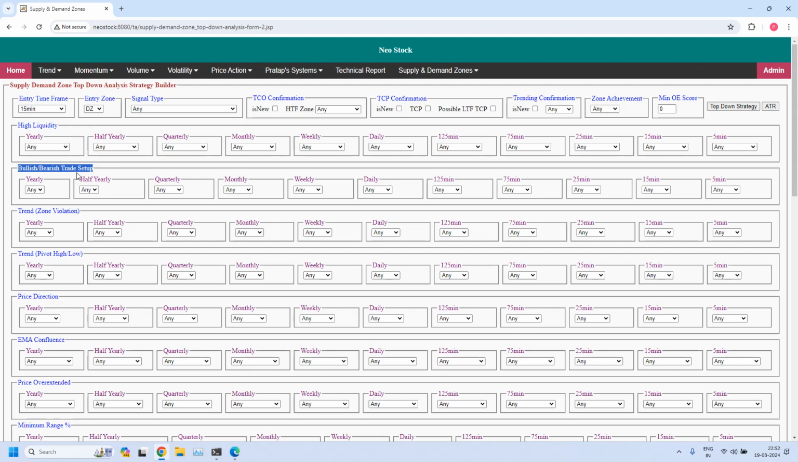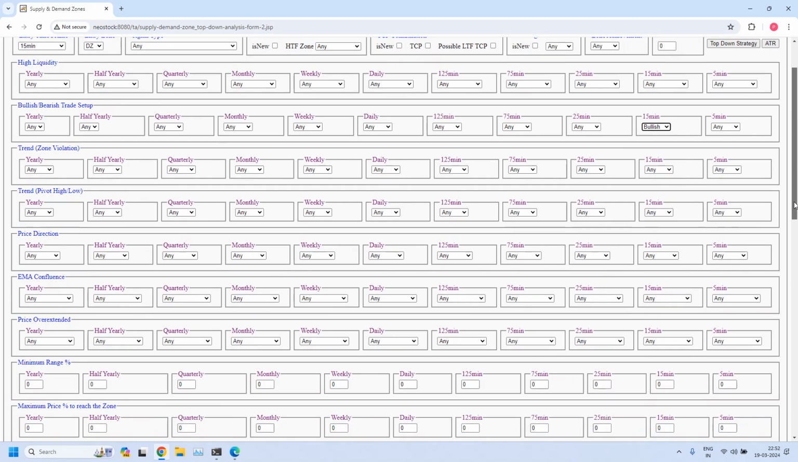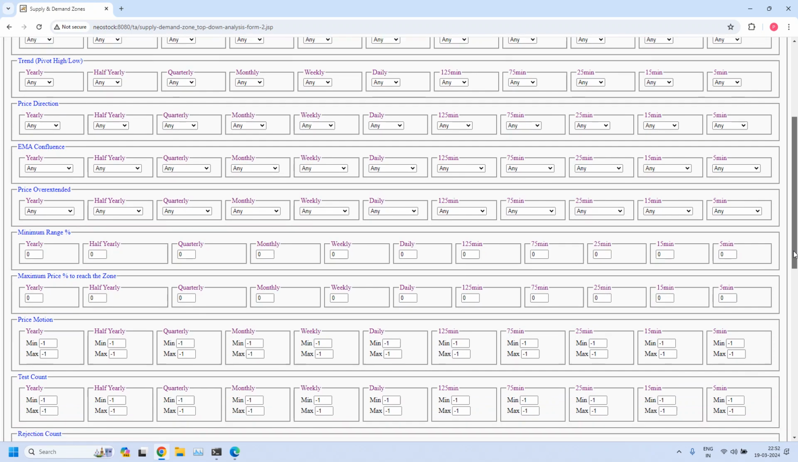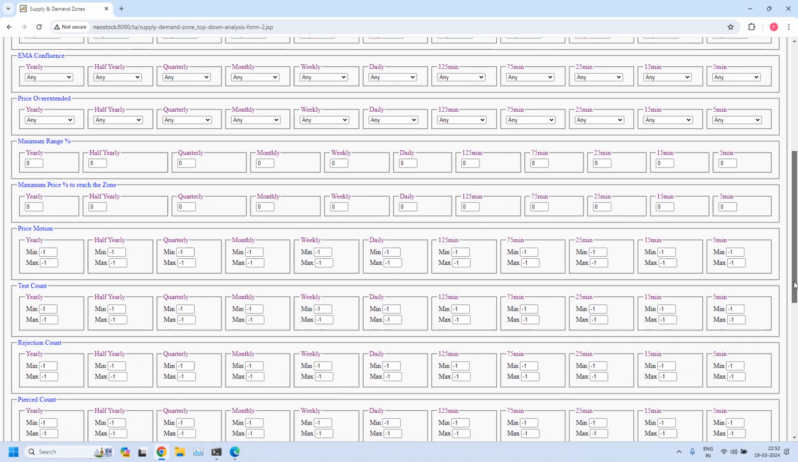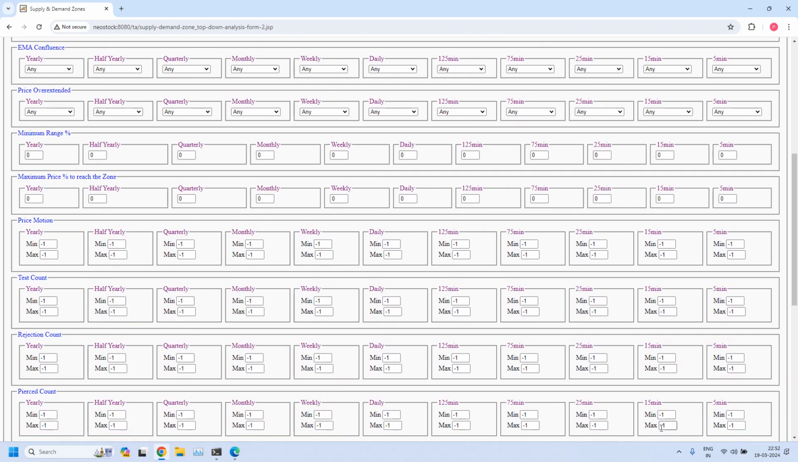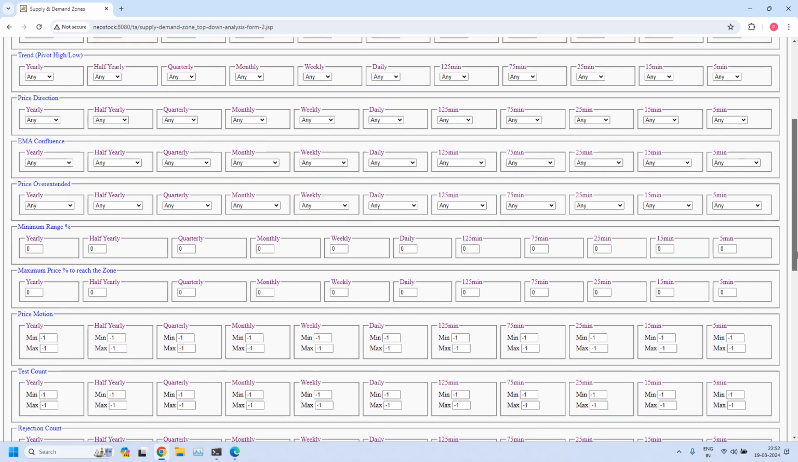In this parameter, bullish or bearish trade setup, I am selecting the entry time frame 15 minutes. There I am giving the value bullish. I am going to set 3 filters for filtering our stocks. The first filter is we don't want pierced zones because we never trade on the pierced zones. So I am setting pierced count should be 0 in 15 minutes time frame. Minimum value I am setting 0, maximum value I am setting 0, which indicates the zone's pierced count is 0. That means it is not a pierced zone.